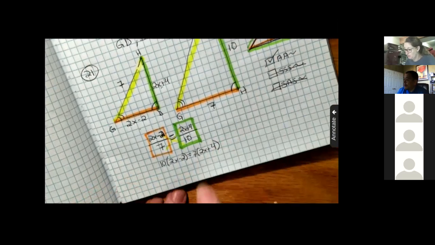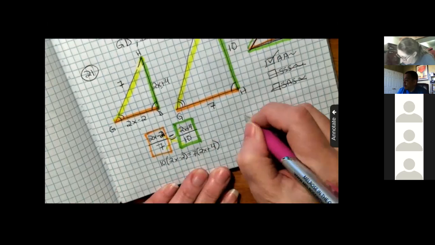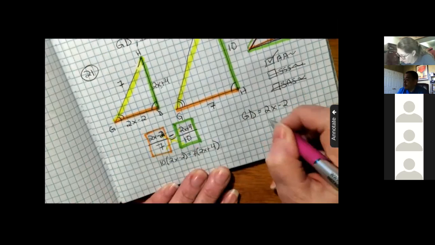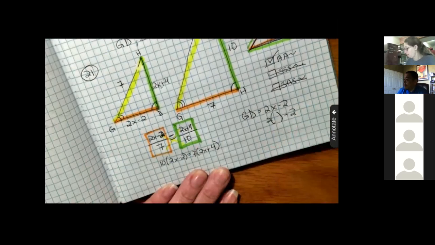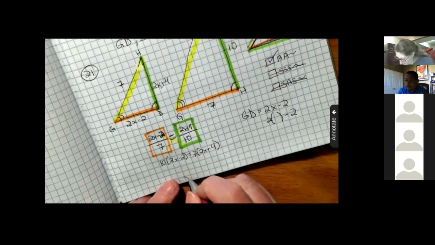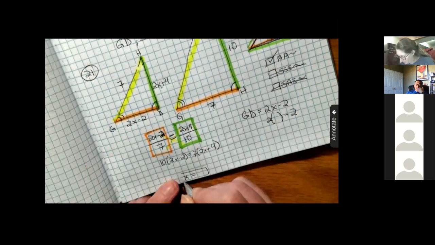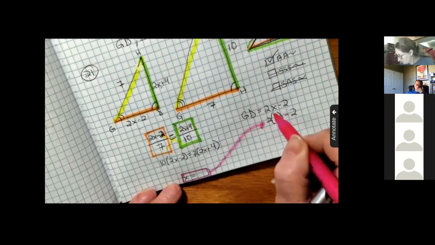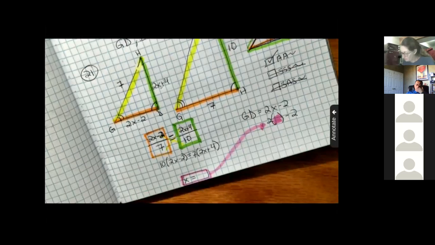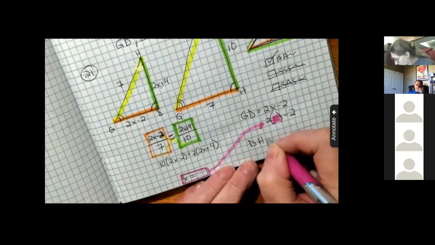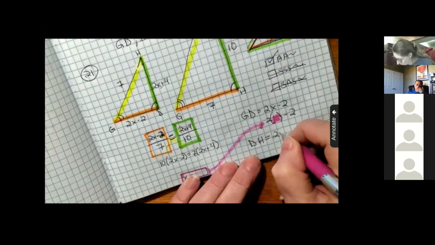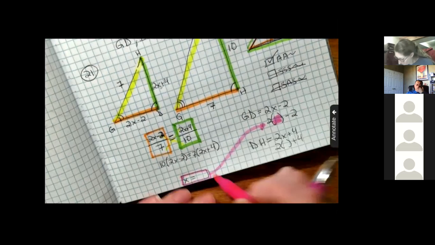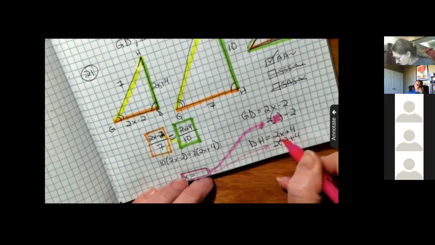Now, once you find x, remember, you have to solve for GD, which is 2x minus 2. So you got to fill in. Okay, so you're going to solve for x here, whatever that may be. You're going to take this and plug it in to here for that one. Now remember, you still have to also solve for DH, and DH is 2x plus 4. You're going to plug it in also right here and solve that one as well.